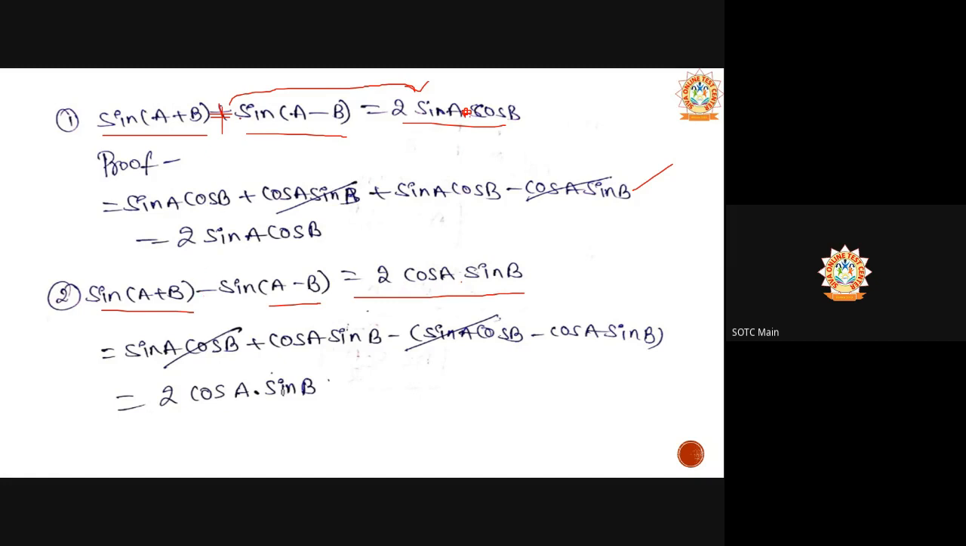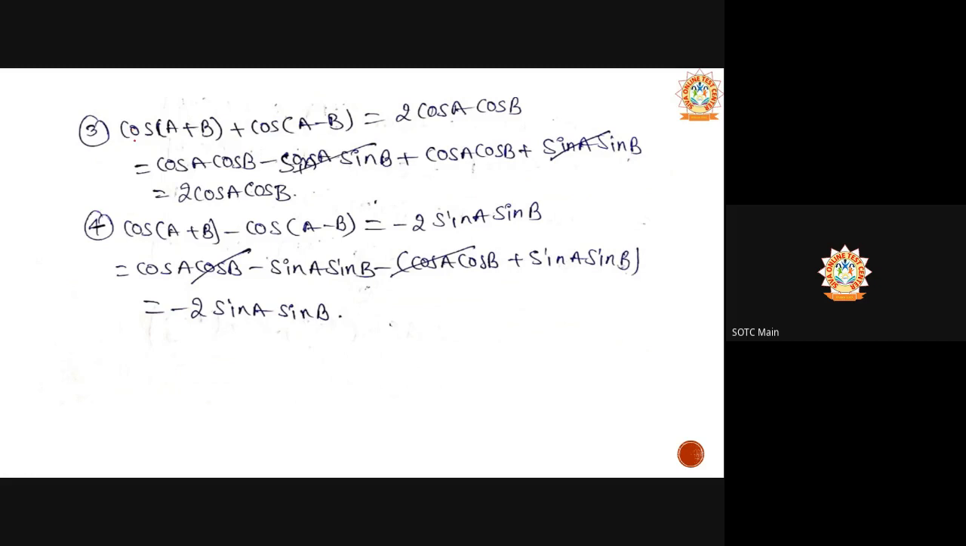Gurtu pettukondi, rendu sin lu add ainappudu here this thing is same nana, A plus B, A minus B, annitlo ostundi A plus B, A minus B. Next ikkada chuste A B anedi common ga ostundi, 2 multiply avutundi, right? So rendu sin lu plus ainappudu meeku sin cos ostundi, rendu sin lu minus ainappudu cos sin ostundi nana. Just remember this thing. Now move on to the next one, that is cos of A plus B plus cos of A minus B, it will become 2 cos A cos B, and cos of A plus B minus cos of A minus B is equal to minus 2 sin A sin B nana.